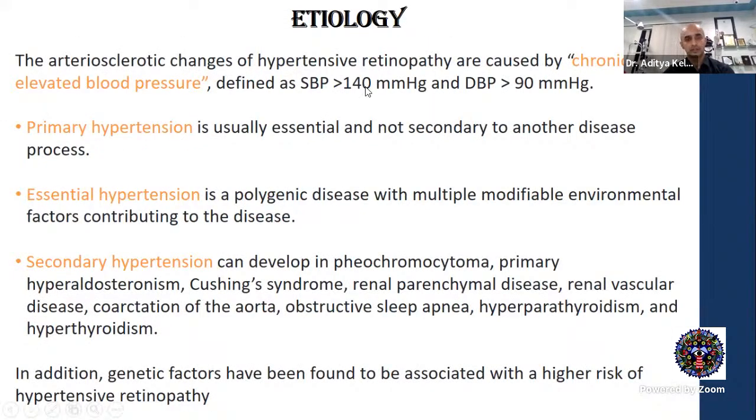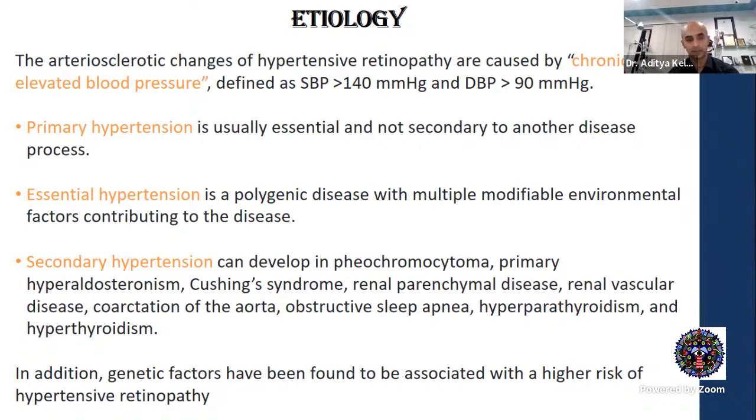The atherosclerotic changes of hypertensive retinopathy are caused by chronically elevated blood pressure, which is defined as more than 140 by 90. There are different types of hypertension. Primary hypertension is usually essential hypertension and not secondary to any other disease process. Essential hypertension is a polygenic disease with multiple modifiable environmental and mental stress factors contributing to this type of disease.